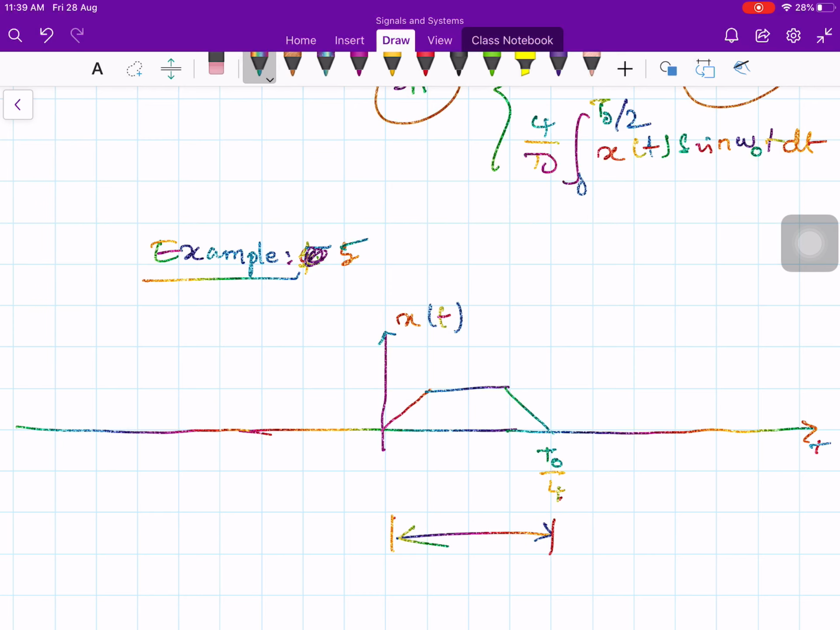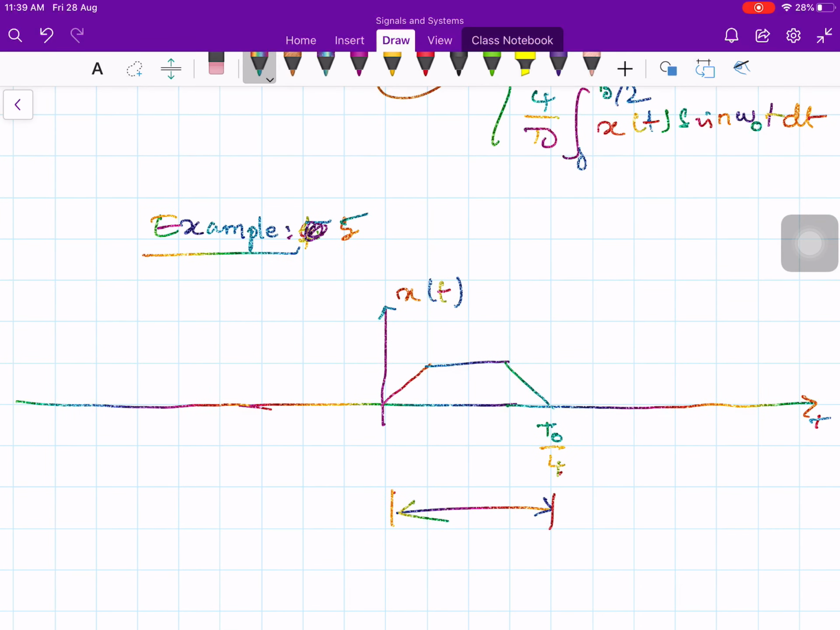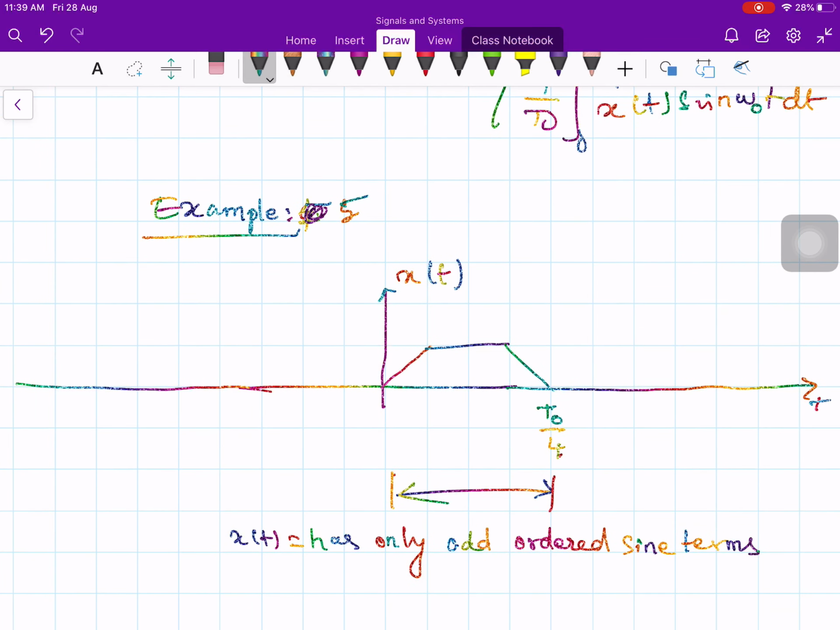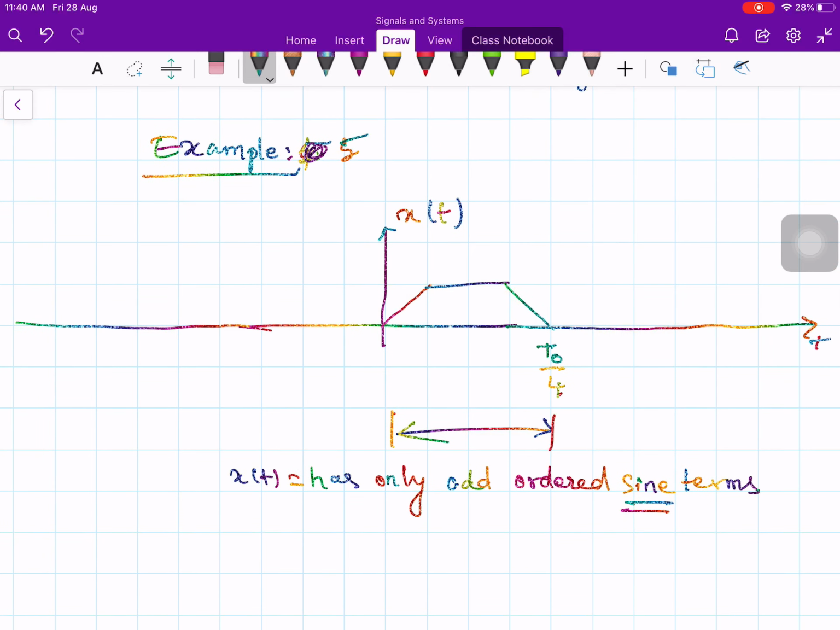Let's say the condition is that this X of t has only odd ordered sine terms. Now how do you complete the waveform? They said odd ordered sine terms. Sine terms means it is an odd function. Sine is an odd function, right? So therefore the given X of t is an odd function.